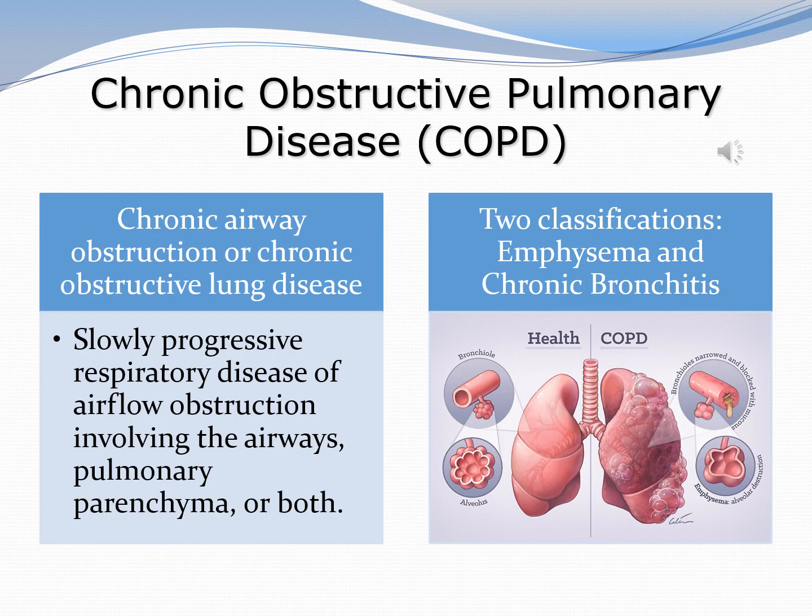Chronic obstructive pulmonary disease, or COPD, is a preventable and treatable, slowly progressive respiratory disease of airflow obstruction involving the airways, pulmonary parenchyma, or both. The parenchyma includes any form of lung tissue, which includes the bronchioles, bronchi, blood vessels, and alveoli. The airflow limitation or obstruction in COPD is not fully reversible. So once you start down this path of COPD, there is no going back. You want to slow it down.